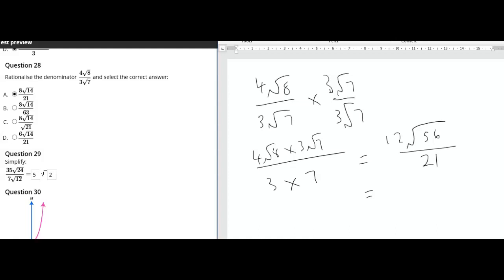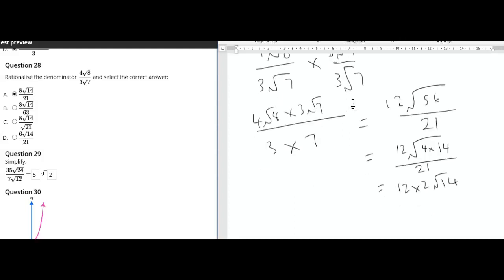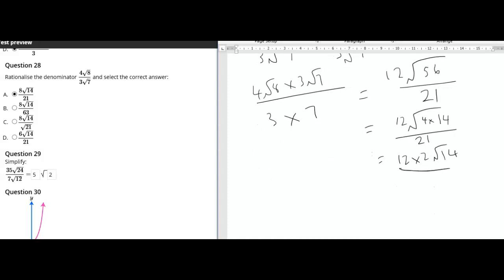Okay, the highest square number that goes into 56 is, I don't know, 4 does? Let me just check. I just had to look at the answer to double check. Okay, so that's 12. Square root of 4 is 2, and then we've got root 14 over 21. So 12 times 2 is 24, root 14 over 21.